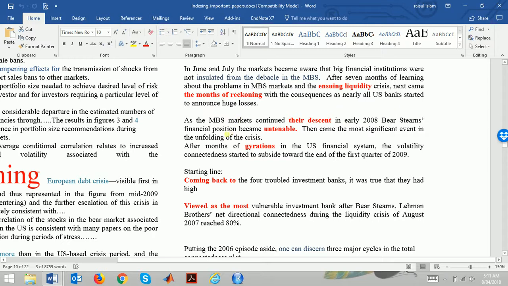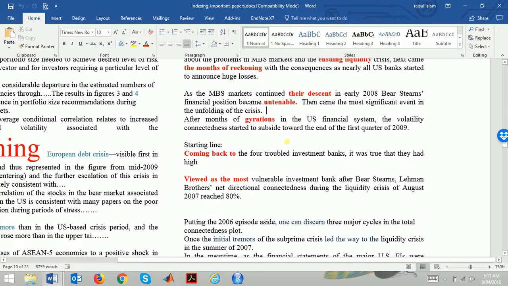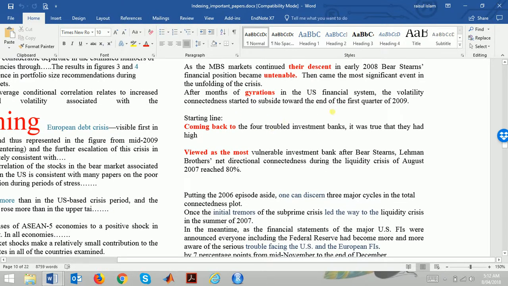As the MBS markets continued their descent in early 2008, Bear Stearns' financial position became untenable. Then came the most significant event in the unfolding of the crisis. After months of gyrations in the US financial system, the volatility connectedness started to subside toward the end of the first quarter of 2009. Coming back to the four troubled investment banks, Lehman Brothers was viewed as the most vulnerable investment bank after Bear Stearns, with high net directional connectedness.